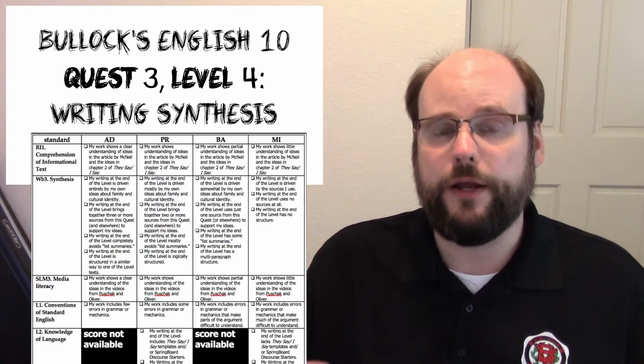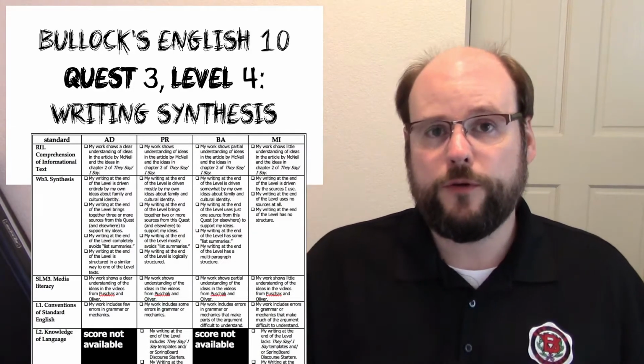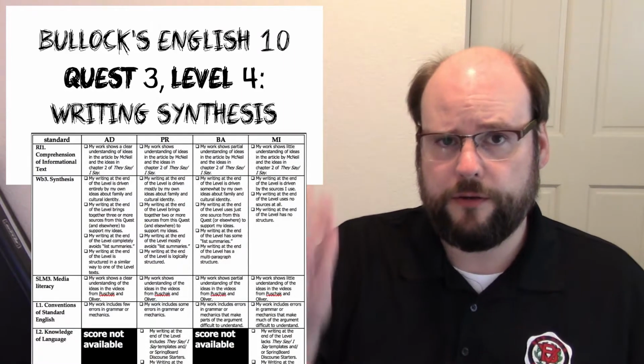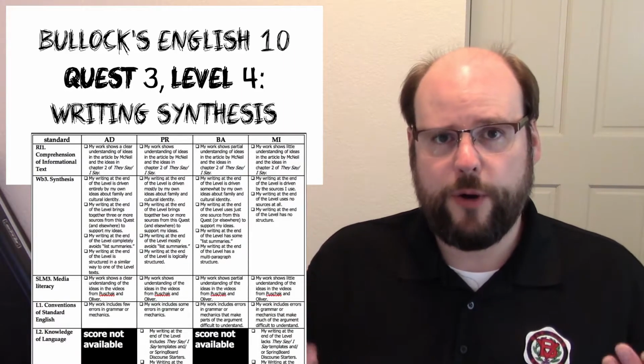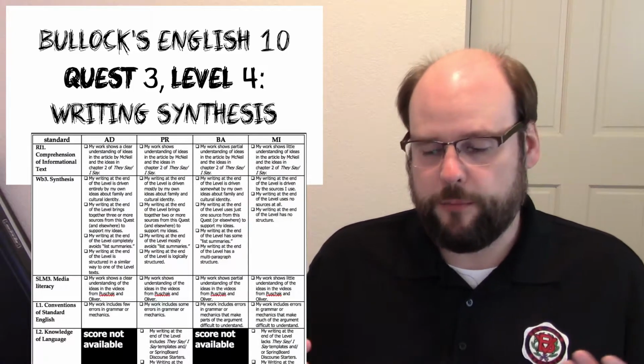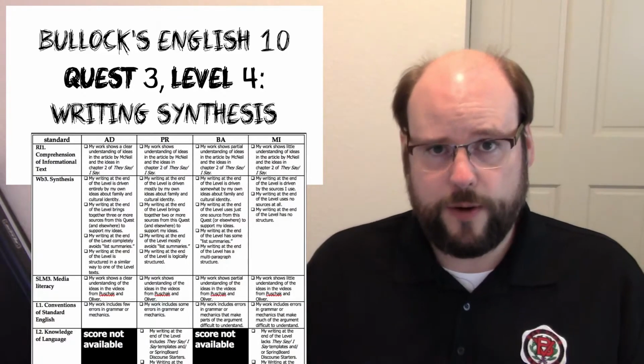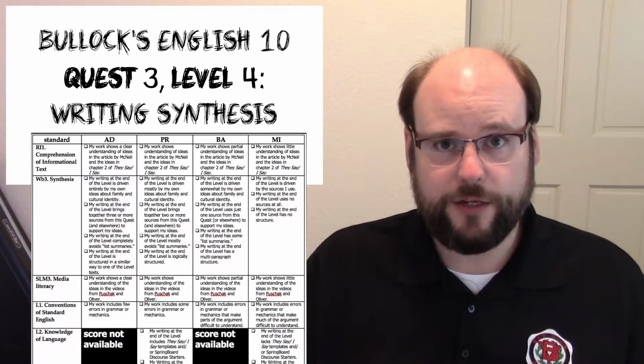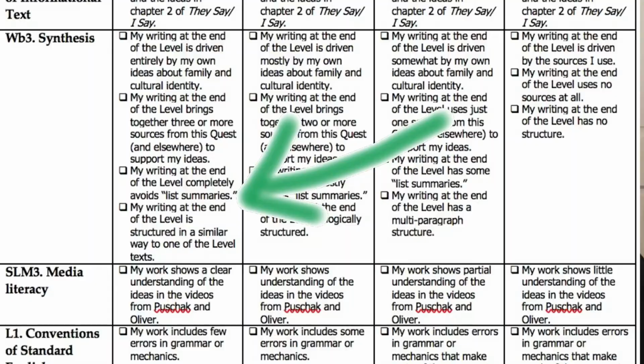You can go back to level 1, where Theophilos' grandson and his wife don't agree about whether or not to bring in the priest, for example. You can go back to things in quest number 2, any of those narratives from quest 2, any of the things that we did in quest number 1. You can go to your own life. My writing at the end of the level completely avoids list summaries, and my writing at the end of the level is structured in a similar way to one of the level texts.